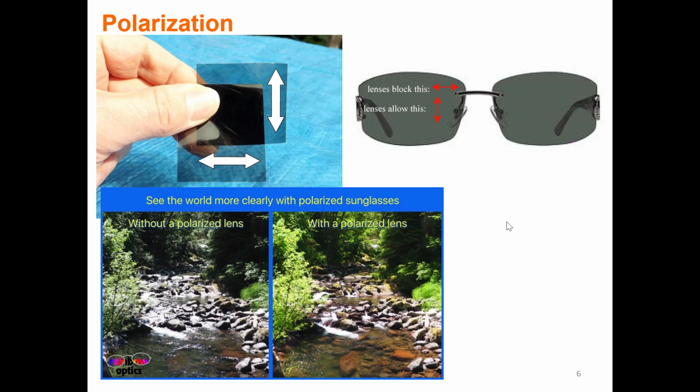One of the applications of this phenomenon is polarized sunglasses. Usually polarized sunglasses block this direction of the light, and the lenses allow this direction of the light to pass. This is why we can see a better image when we use polarized lenses, because there is less scatter of light.